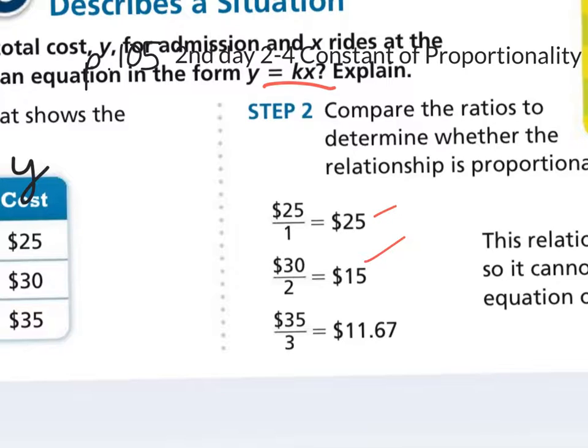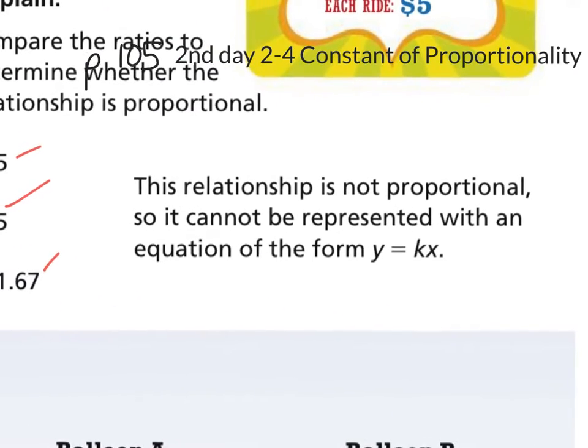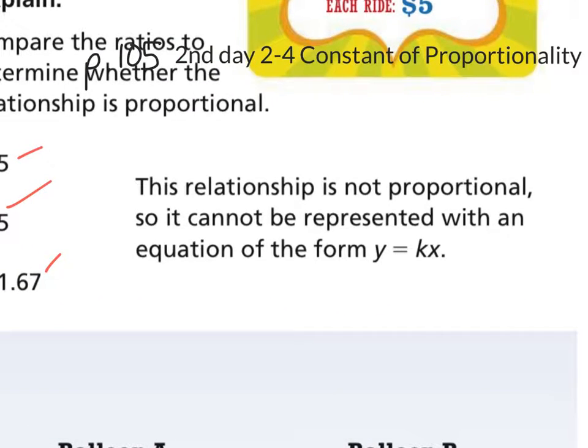I really don't have to go any further. The book goes ahead and shows you, if we do a third ride, it's $11.67 per ride if we average our cost out. So it's averaging out. The more rides you do, the less cost per ride, just because that $20 admission is getting split up between more rides. But anyway, these are not all the same, and if they're not all the same, then it's not proportional. If we don't have equivalent ratios, it's not proportional, so it cannot be represented with an equation like y equals kx.